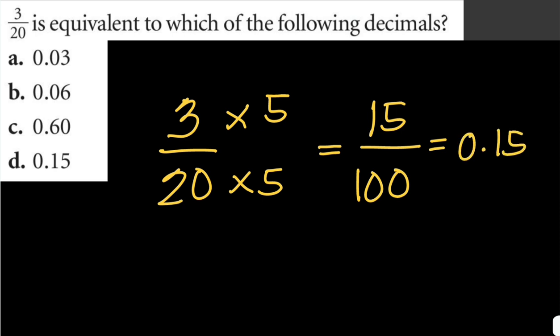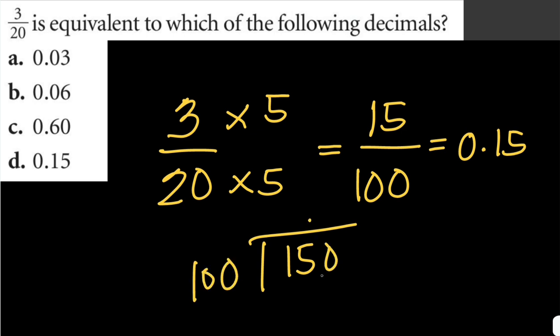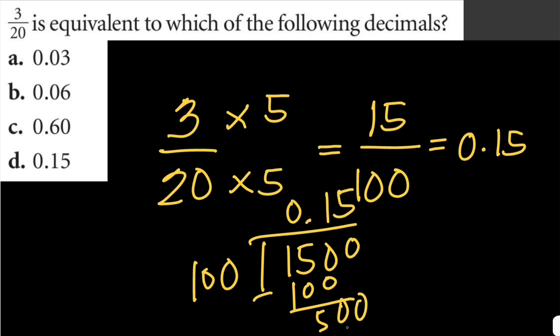Or when we divide this would become 0.15. You can use long division for this. 15 divided by 100. Then 15 cannot be, then you add 0. Then 150 divided by 100, that would be 1. Then subtract, you add another 0. This would become 0.15. Then 500, 0. All right, so the answer here is letter D.